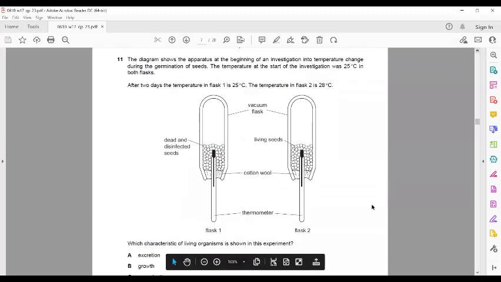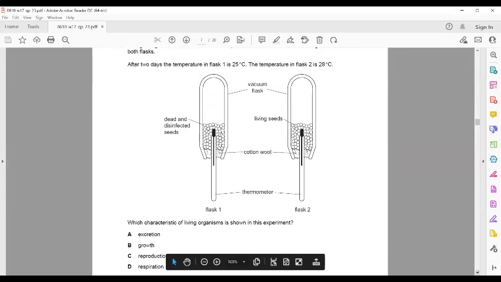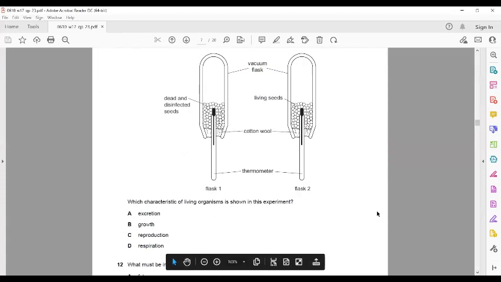Question number 11. The diagram shows the apparatus at the beginning of an investigation into temperature change during the germination of seeds. The temperature at the start of the investigation was 25 Celsius in both flasks. After 2 days, the temperature in flask 1 is 25 Celsius. The temperature in flask 2 is 28 Celsius. Which characteristic of living organisms is shown in this experiment? So the change is very important, yeah?